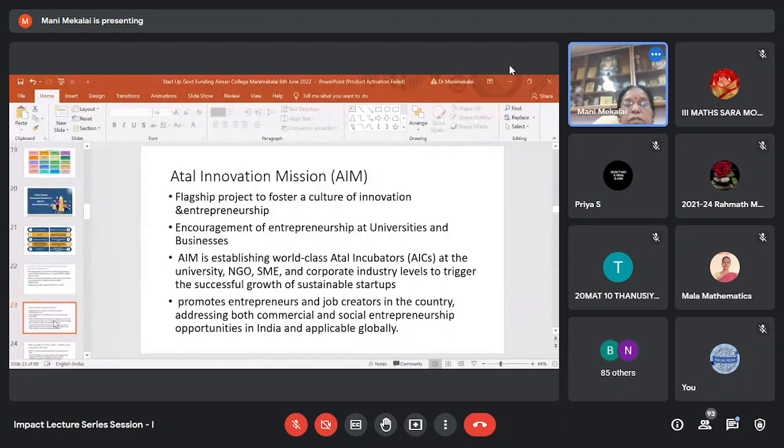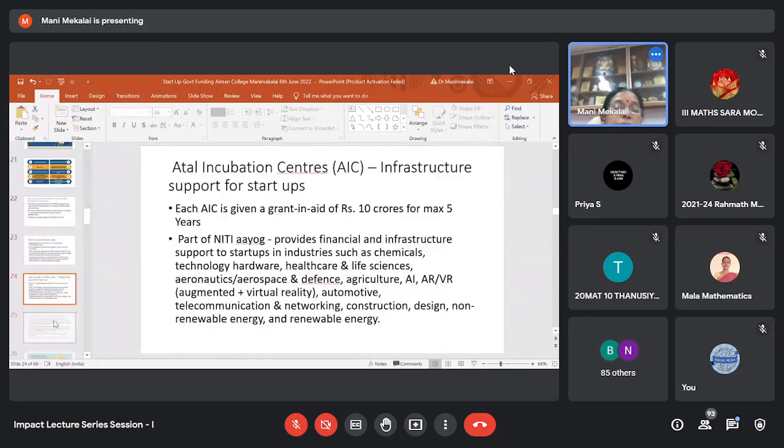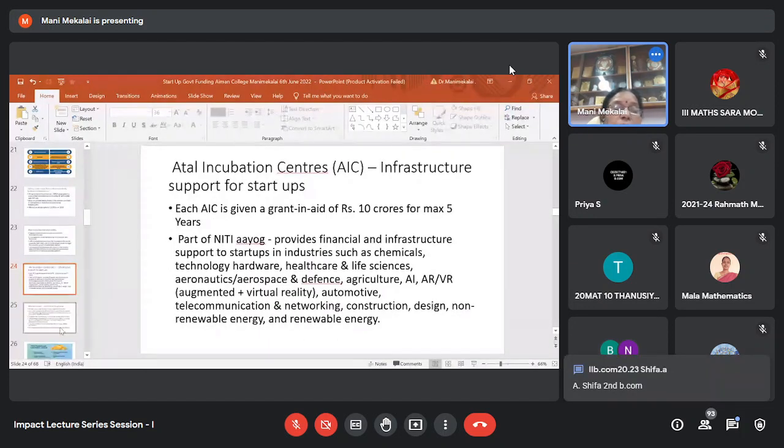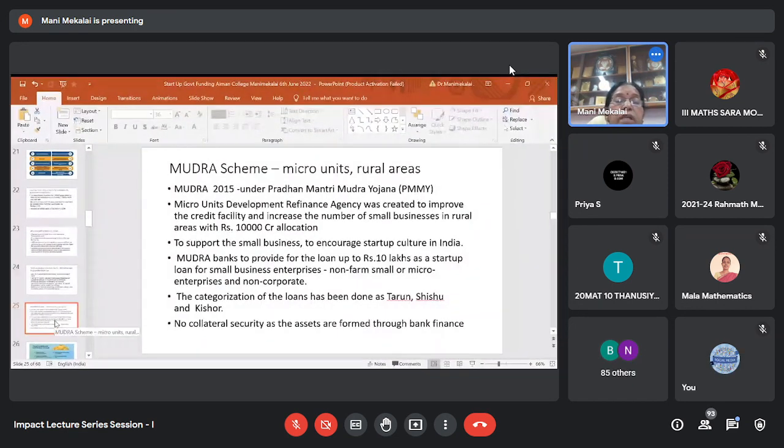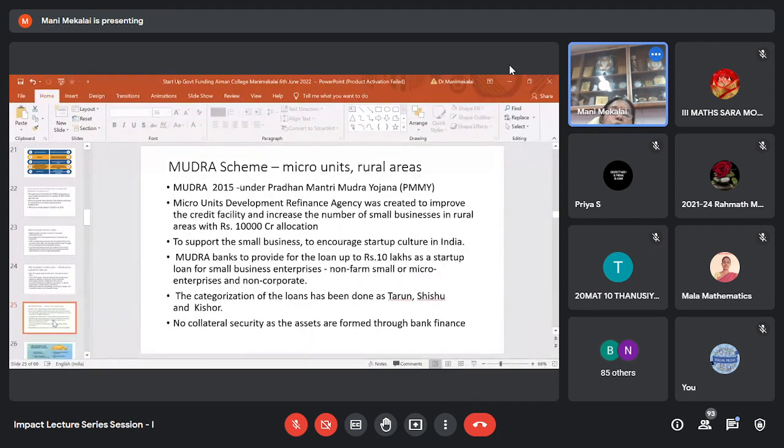Then this Innovation Mission also promotes entrepreneurship and job creators. Next is the Mudra scheme. Mudra is one of the different programs that the Government of India introduced to capture the micro enterprise or small enterprise development needs. Mudra is one which covers the micro units, particularly in the rural areas also. It captures both rural and urban areas, but it is available to rural areas.